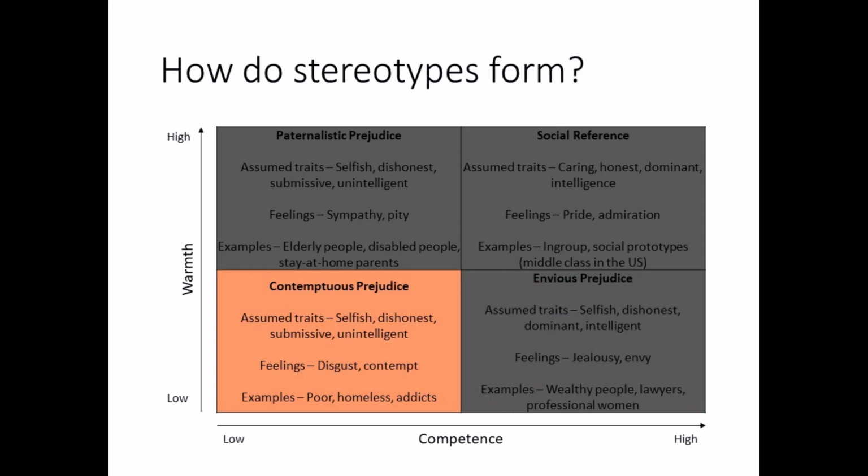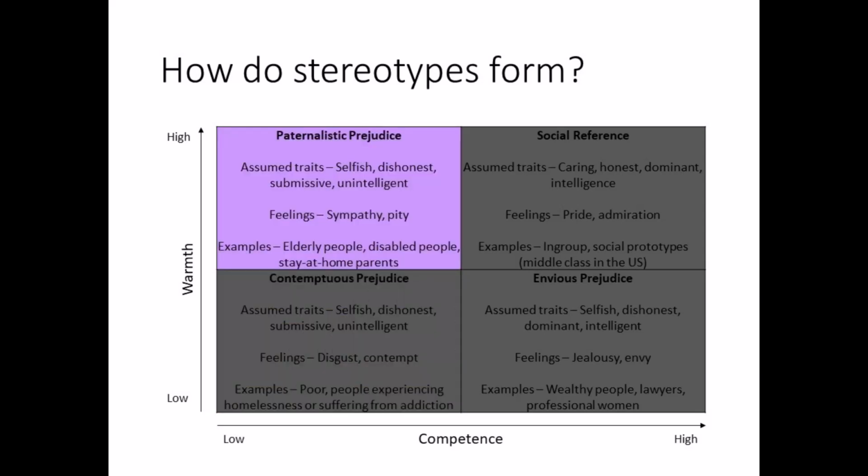The third category is called contemptuous prejudice. We assume this group is selfish, dishonest, submissive, and unintelligent, and we have feelings of disgust and contempt toward its members. Examples include people experiencing poverty, homelessness, or drug addiction.